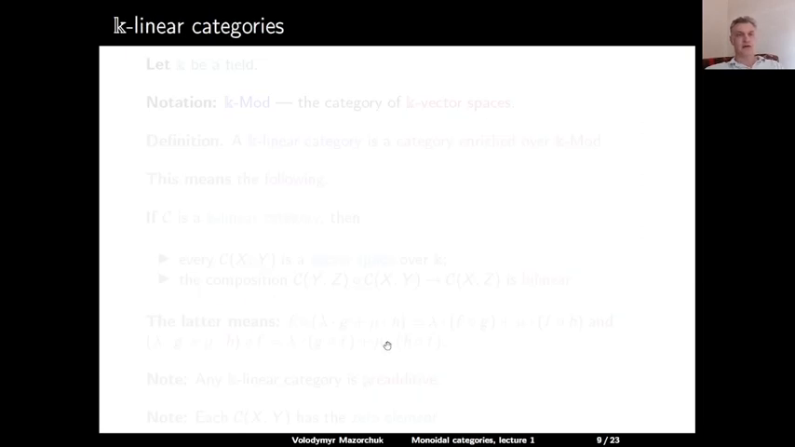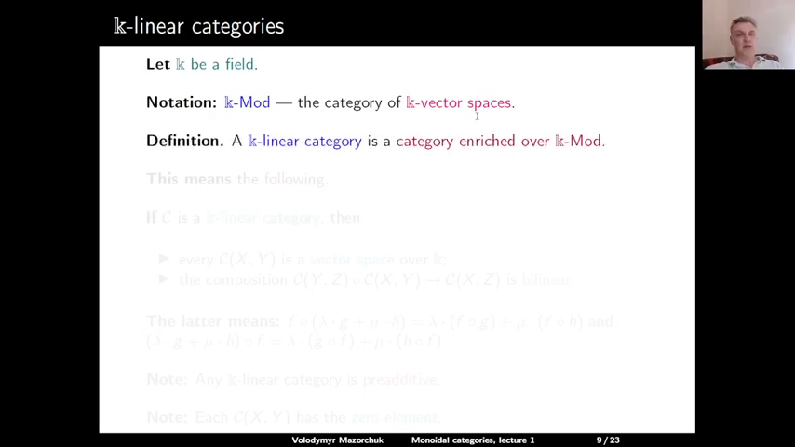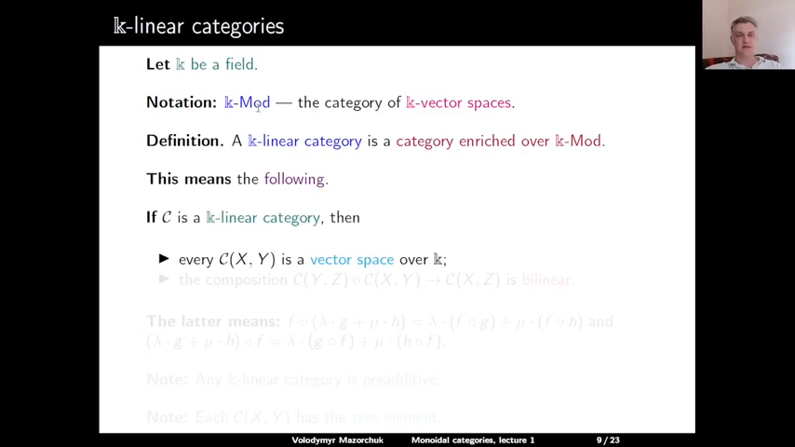Next, let us talk about K-linear categories. So let K be a field. Let us denote by K-Mod, with capital M, the category of all K vector spaces. Definition: a K-linear category is a category enriched over K-Mod. This means the following. If C is a K-linear category, then every Hom set in this category is a vector space over K, and the composition is a bilinear map.